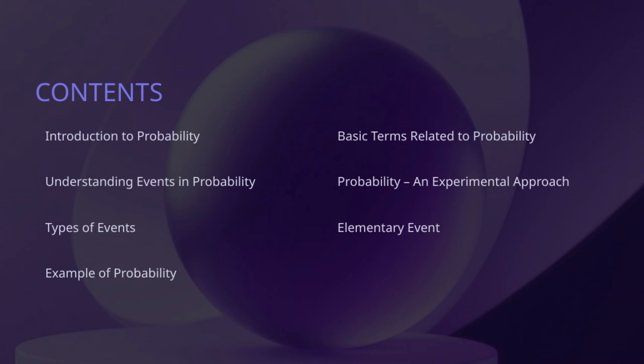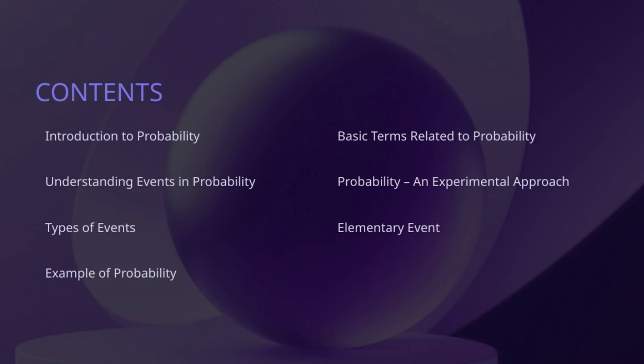Moving on, an example of probability can really clarify things. Say, rolling a die. The probability of rolling a 4 is 1 out of 6 because there are 6 possible outcomes, and only one of them is a 4. This helps us see how probability measures likelihood.